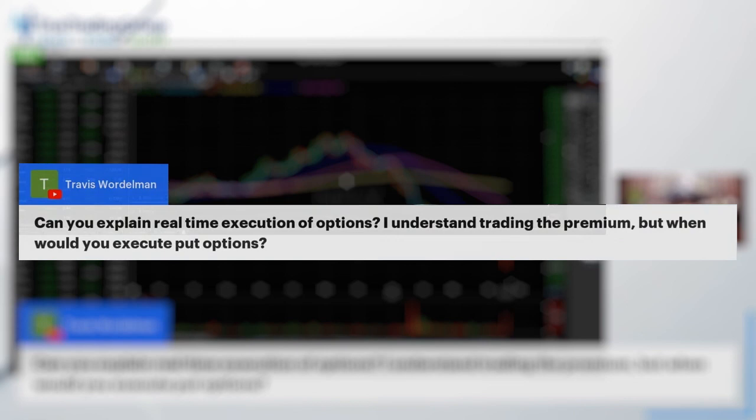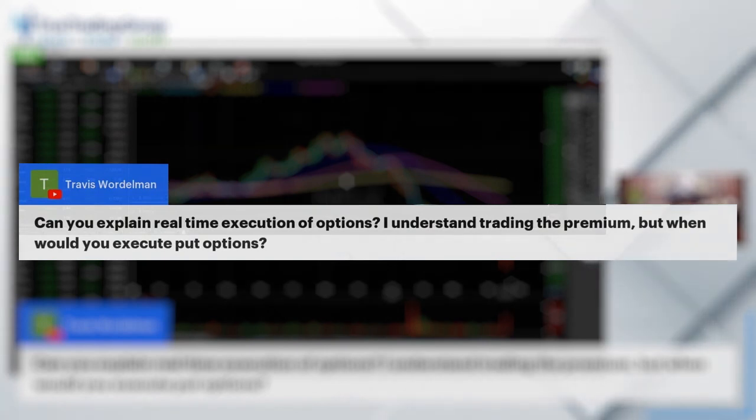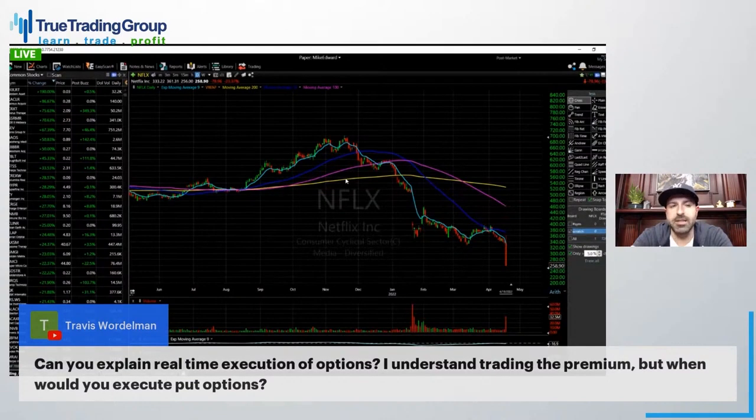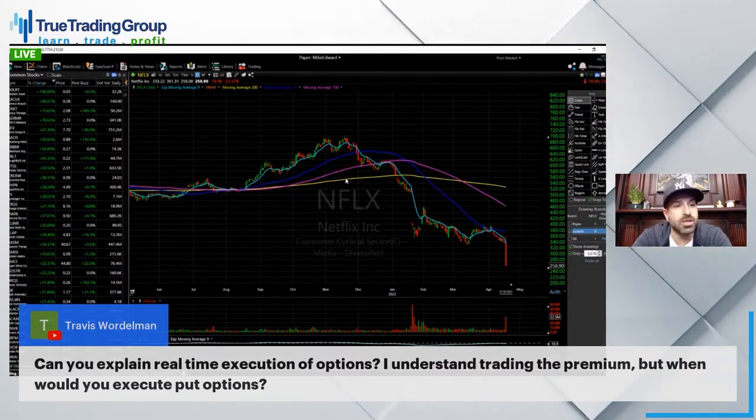Can you explain real-time execution of options? I understand trading the premium, but when would you execute put options? Travis, I think the word you mean to use is exercise, not execute. I think that's what you mean by this question.